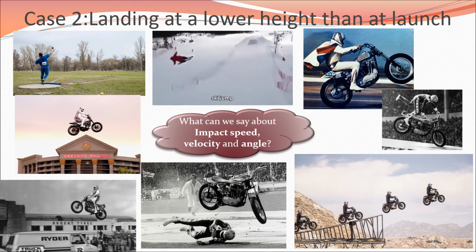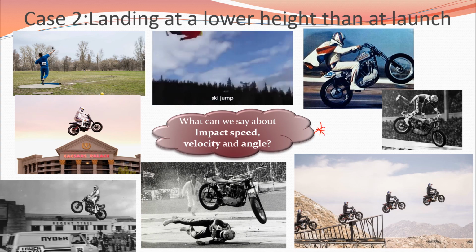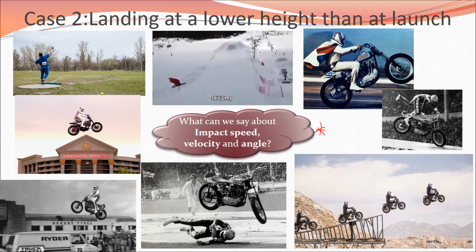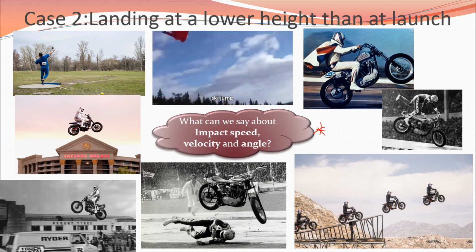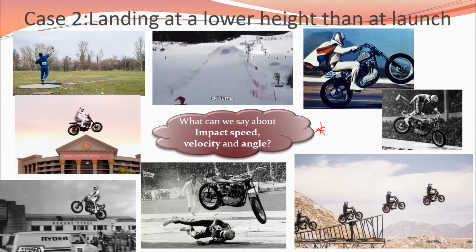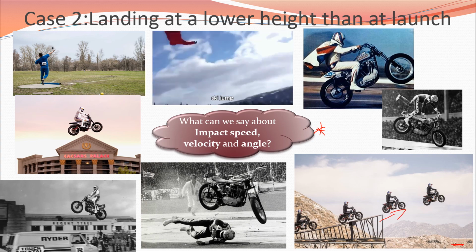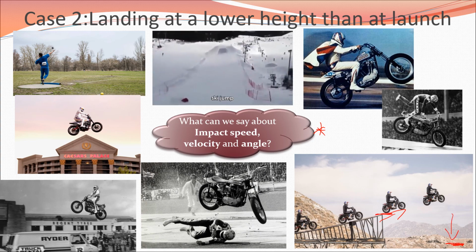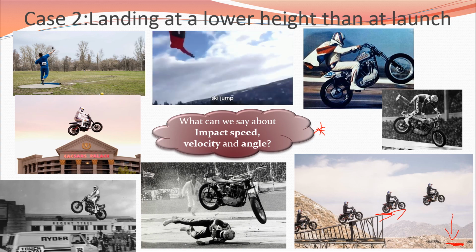Now, if we land at a lower height than when we launch, think about our question in the middle here. The impact speed should be higher. If Evel Knievel starts his motorbike jump here and lands at a lower point than where he started, he has time to accelerate that extra distance down, hence his impact velocity should be higher. And that will change the angle a bit.